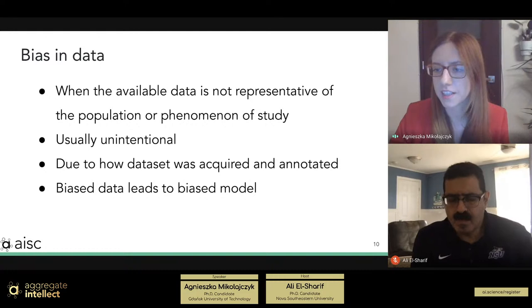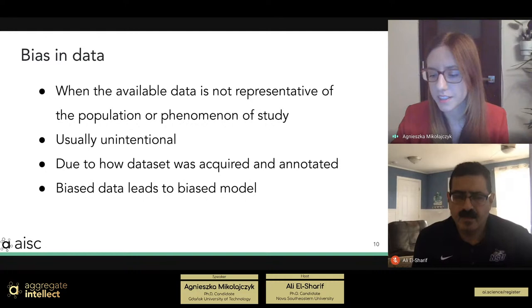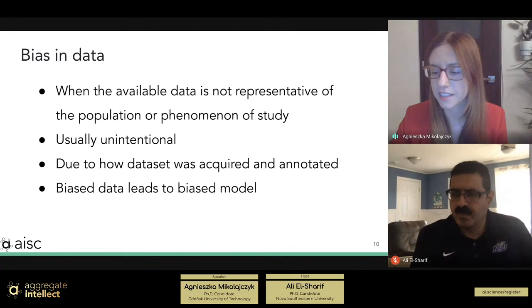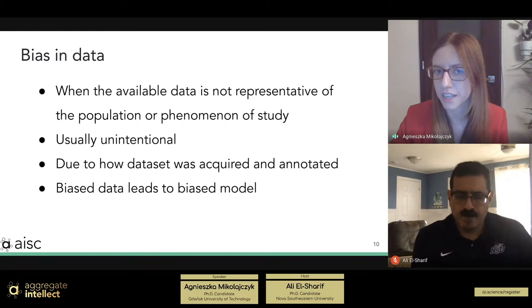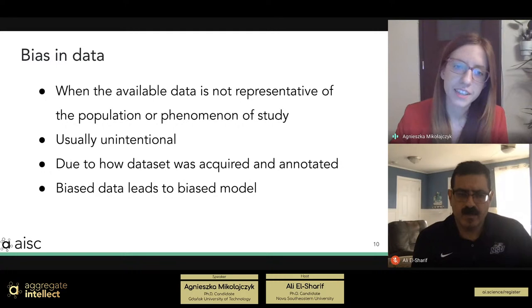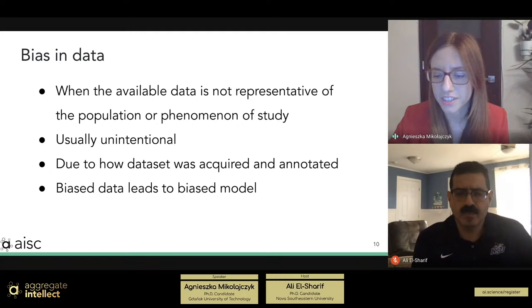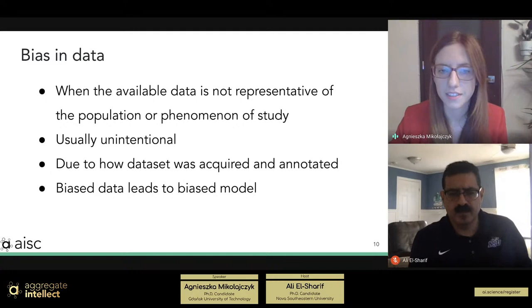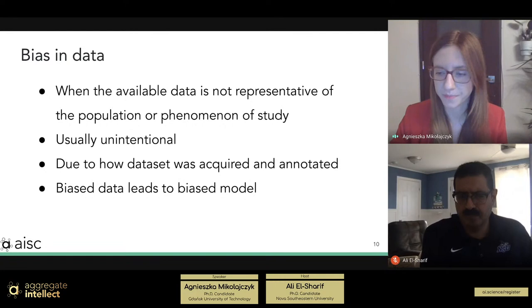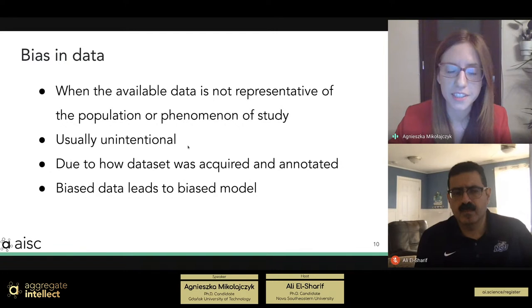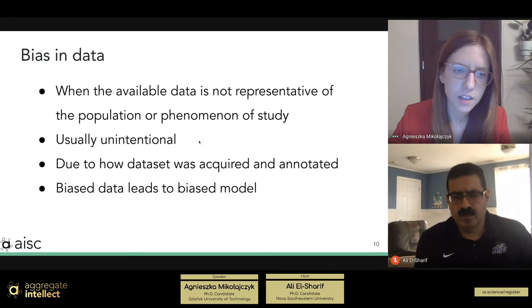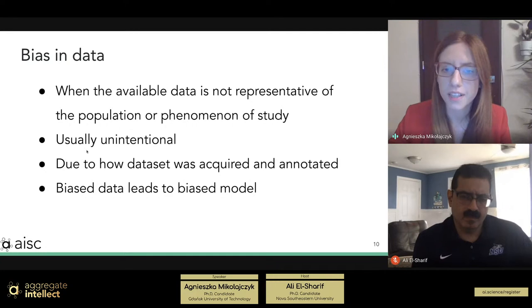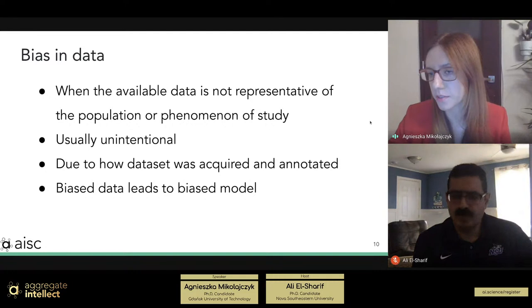And for instance, if there is a doctor that works in child pediatrics, so he takes pictures only of children, and children usually don't have any malignant lesions. It's very, very rare for a child to have malignant lesions. So when he takes thousands of pictures only of children, he might bring some bias into the dataset, because our model might learn to recognize, for instance, an instrument and not a real benign lesion. So this kind of bias in data usually arises when a dataset was acquired and annotated in some special way. And of course, biased data might lead to a biased model.